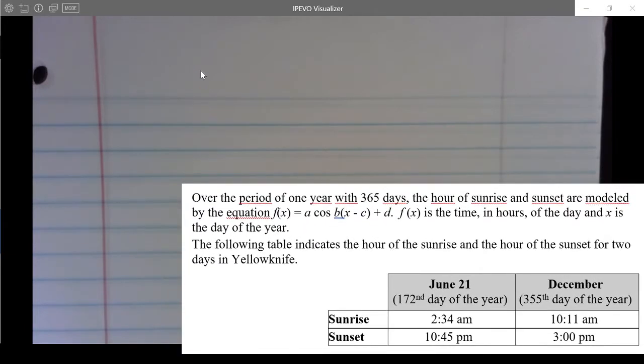Over the period of 1 year with 365 days, the hour of sunrise and sunset are modeled by the equation f of x equals a cos(b x minus c) plus d. f of x is the time in hours of the day, and x is the day of the year. The following table indicates the hour of sunrise and the hour of sunset for 2 days in Yellowknife.